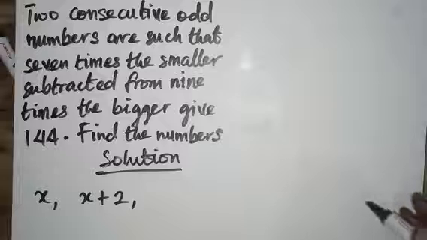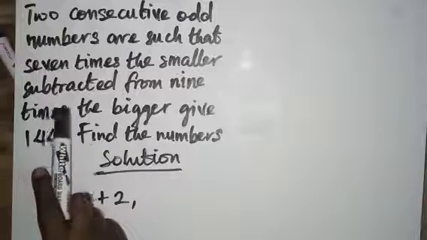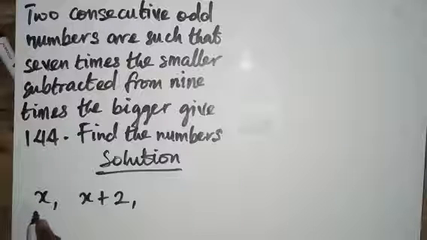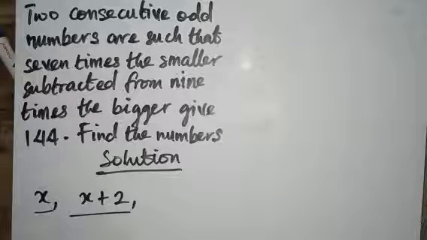Now the information that we have been given says 7 times the smaller subtracted from 9 times the bigger. So when you have consecutive odd numbers, just follow it in this manner: if the first is x, the second one must be x plus 2. So you add 2 to get consecutive odd numbers. If you add 1 to an odd number, you are going to get an even number. So don't say x plus 1, but x plus 2 is what you have to use.